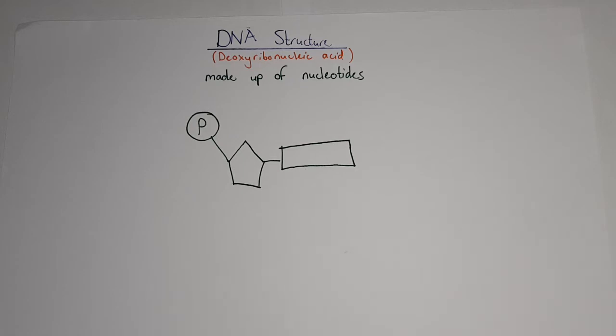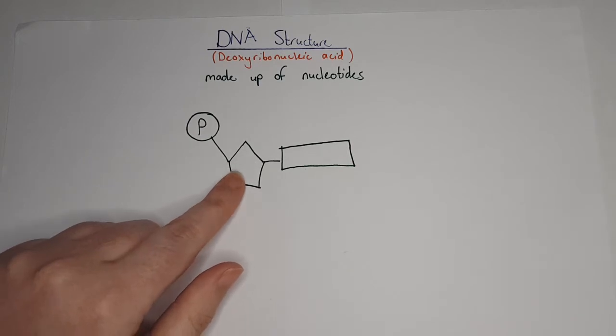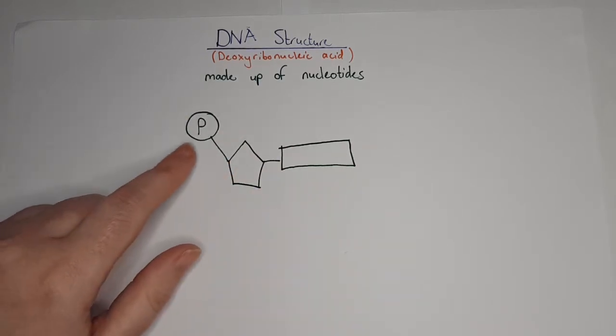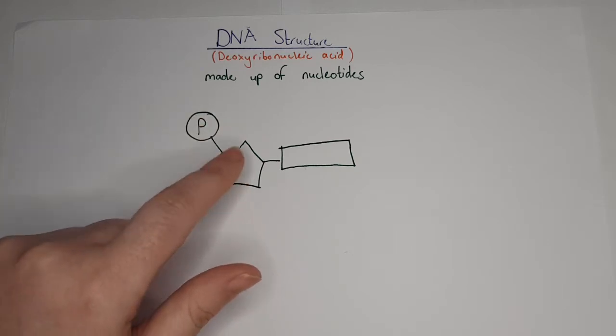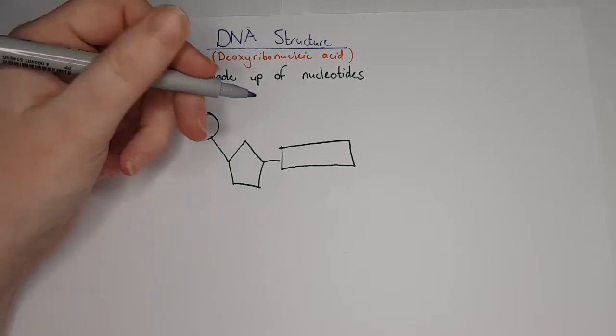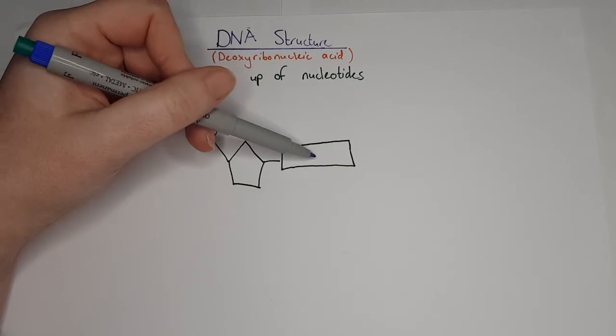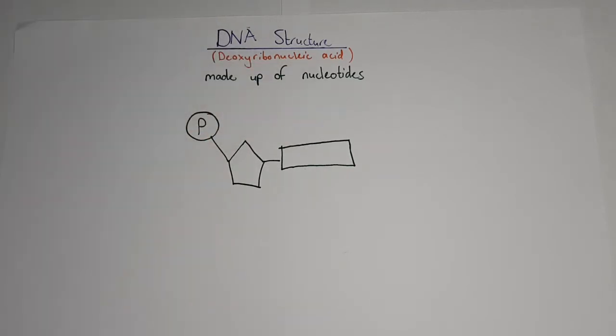Okay, so DNA stands for deoxyribonucleic acid, and your DNA structure is made up of what we call DNA nucleotides. A nucleotide is made up of a phosphate, a sugar, and a base. Your phosphate group links to the sugar, which is deoxyribose, because it's missing an oxygen there. And your base can be adenine, cytosine, guanine, or thymine.